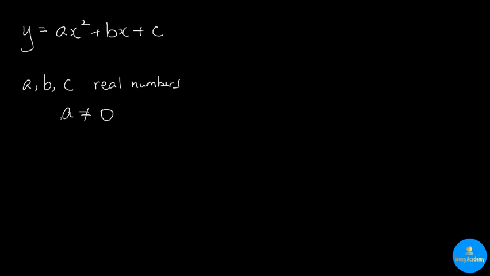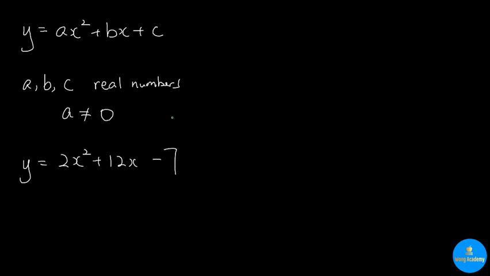If a were 0, then this term will be gone, and we are left with y equals bx plus c, which is a linear function instead of a quadratic function. An example of a quadratic function can be given by y equals 2x squared plus 12x minus 7.